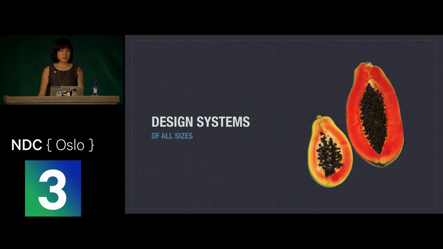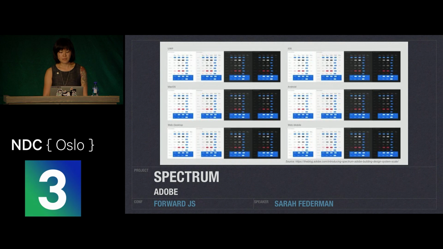So let's take a look at some design systems, and there are design systems of all sizes. The first example I have here is called Spectrum. Spectrum is produced by Adobe, and I first heard about it from a talk by a woman named Sarah Fetterman at a conference called Forward.js.